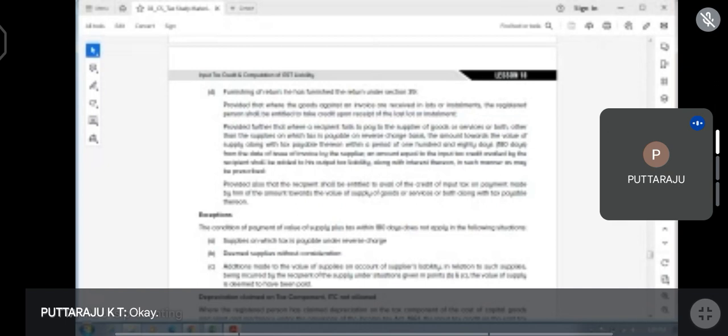Okay. This 180 days payment rule will not apply when you are paying the tax on RCM basis.